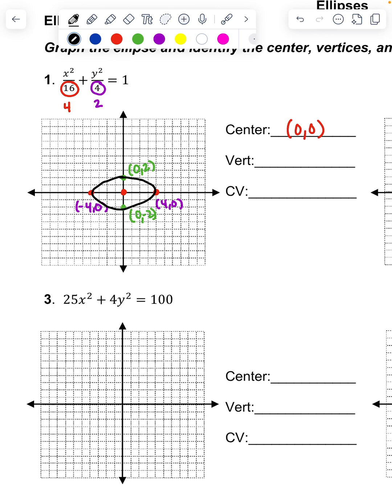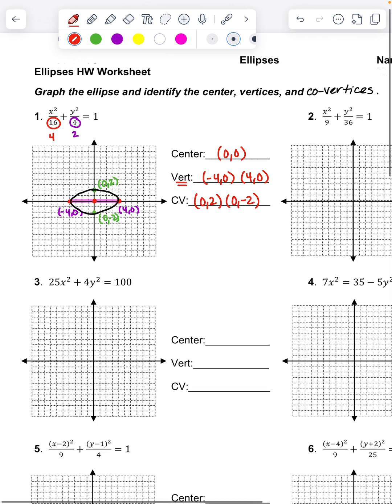From the ellipse, we have to recognize what our vertices are. Remember, the vertices lie on the major axis, so they're going to be on this long axis here. So my vertices are negative 4, 0, and 4, 0. My co-vertices are 0, 2, and 0, negative 2. So you're going to do 1, 2, 3, and 4.